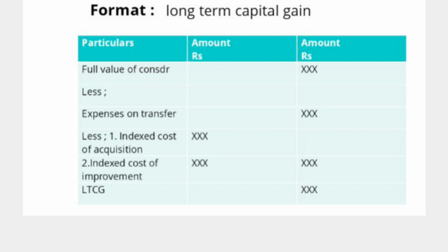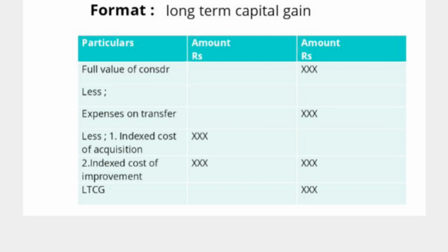Indexed cost of acquisition: from the cost of acquisition, you need to multiply the inflation cost, the cost inflation index, which will be given in your question. From that, you need to take the correct period, and the greater amount as the numerator and the smaller number as the denominator. You need to multiply with the cost of acquisition, and you will get the answer.